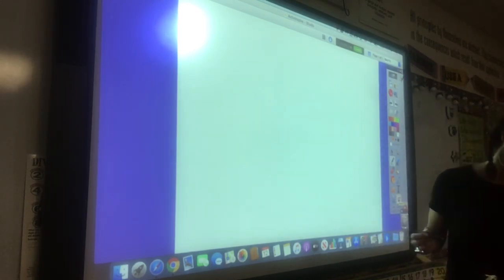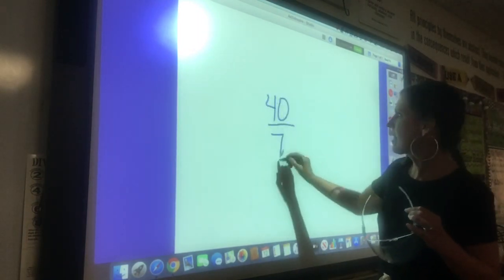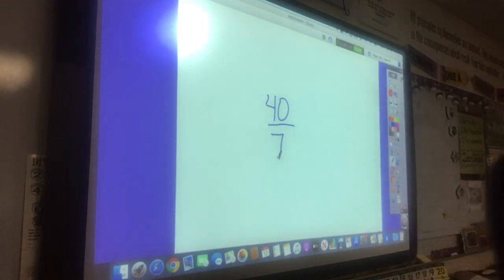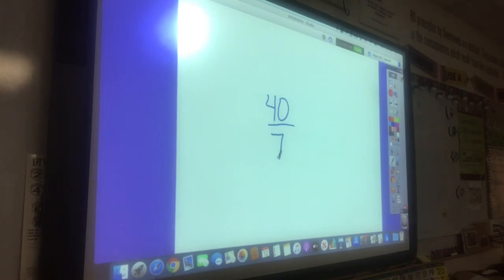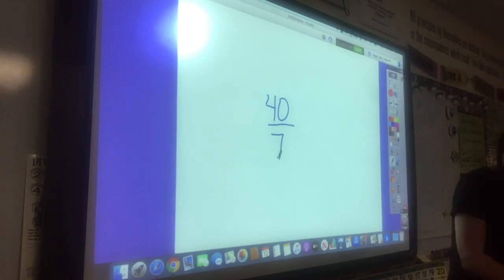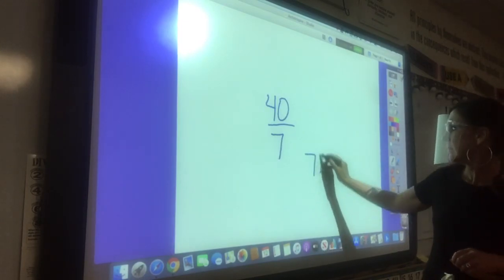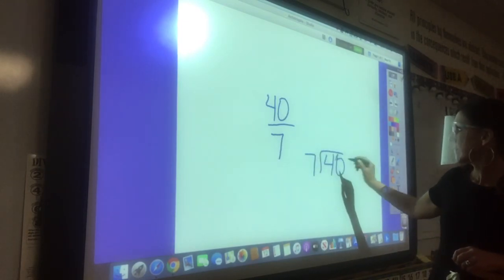Okay, so let's do 40 sevenths. You can do it the first way, or you can do it the second way, where you think about what's the closest thing that 7 goes into, or you can just do the division problem, 7 into 40, put the remainder on top and the divisor on bottom. So what would we get for 40 sevenths? Brock. 7 and 5 sevenths.